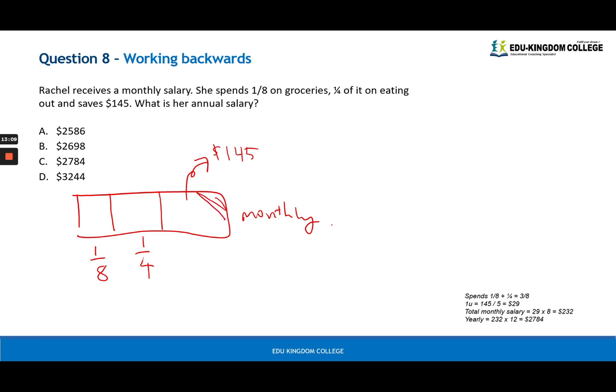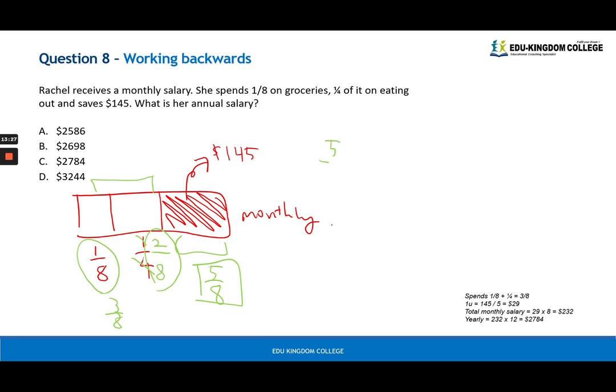Let's see what this shaded part is worth in fraction. To do that, we have to make the denominators the same. Okay, so change it to 8 to get 2/8. 1/8 plus 2/8 is 3/8. So this is 3/8. So the remaining must be 5/8. So 5/8 of her monthly salary is the same as $145.